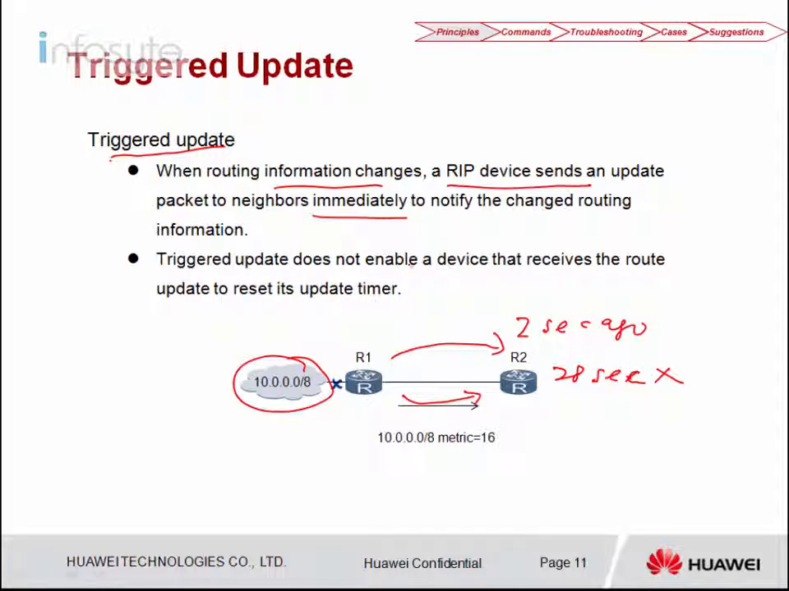By doing so, you will reduce the waiting time, because if not, you are going to wait for 300 seconds before the route is deleted. So triggered update expedites the convergence time. But it's also mentioned here that triggered update does not enable a device that received the route update to reset its update timer. Which means that this information of 10.0.0.0 has failed. Now R1 is going to send this information to R2. Now R2, upon receiving it, will not trigger an update to R3. Okay, so a triggered update only happens between R1 and R2.